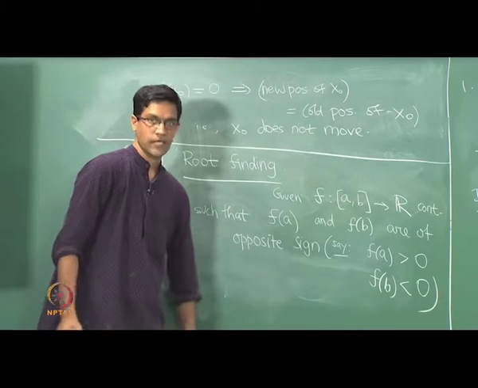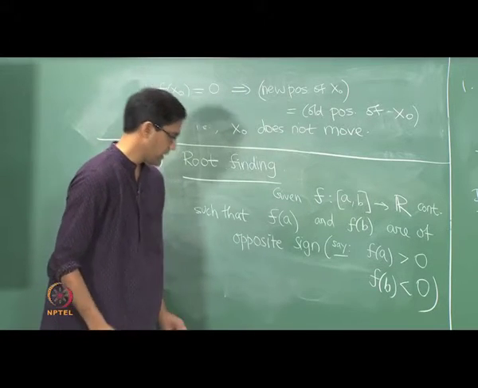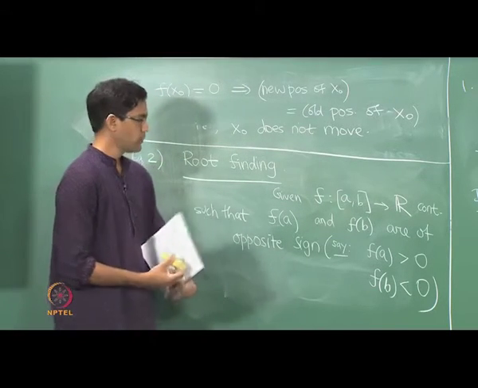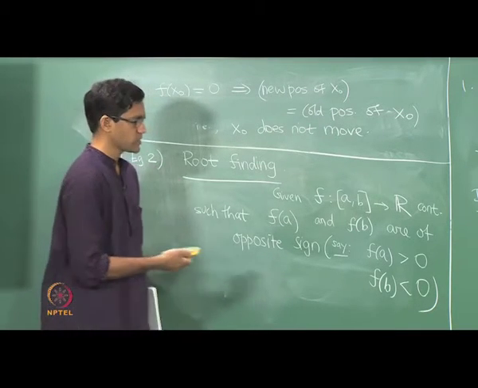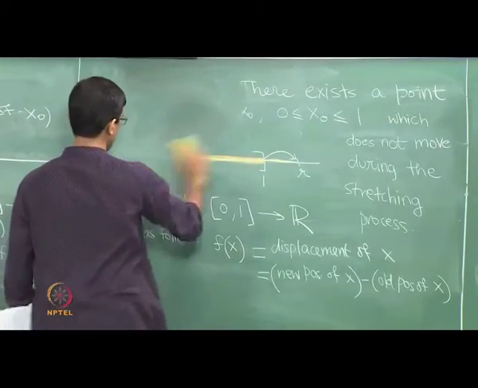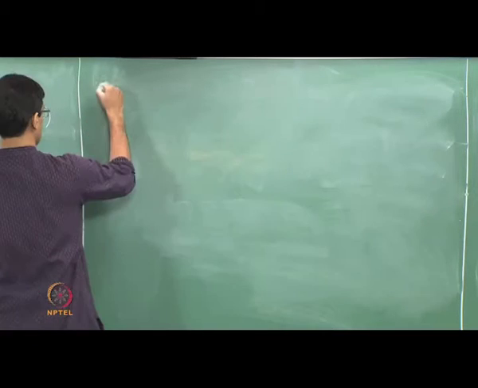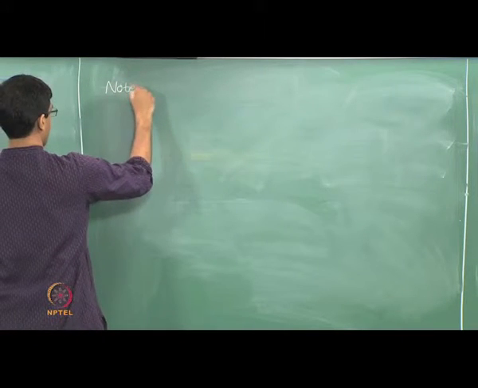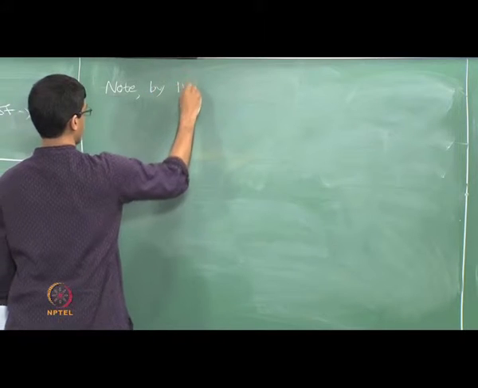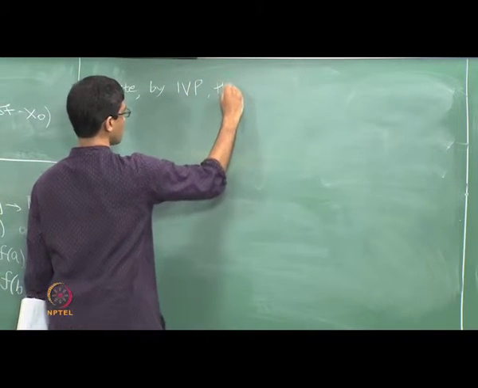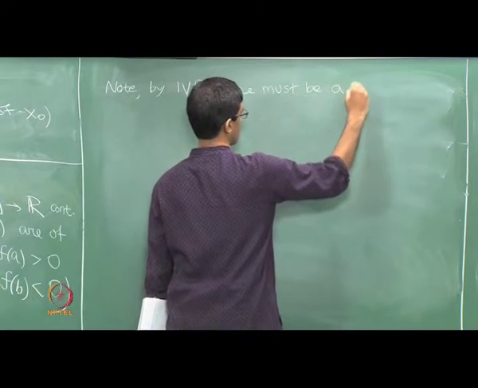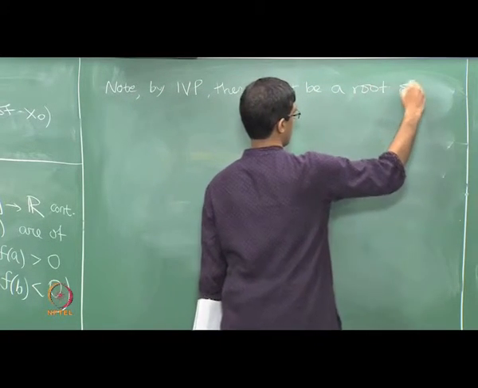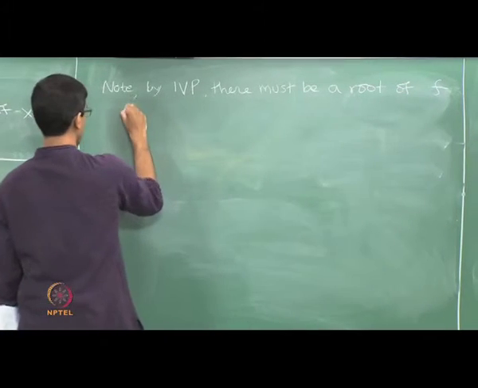If this is the case, then observe firstly by the intermediate value property we know that there must be a value of x between a and b at which the function takes the value 0. And observe this is more or less like what we encountered in our first example. Note, by intermediate value property there must be a root of the function f in the interval a b.